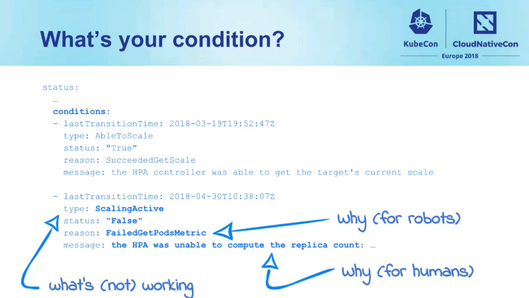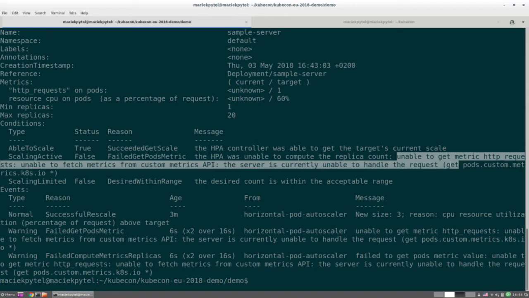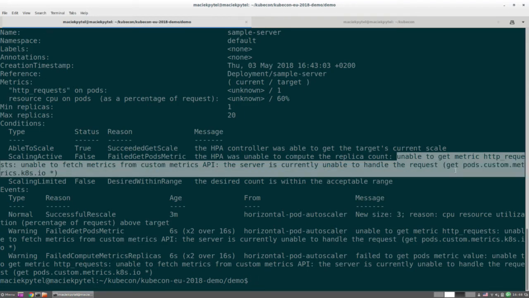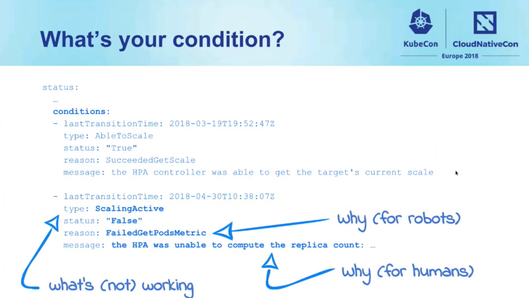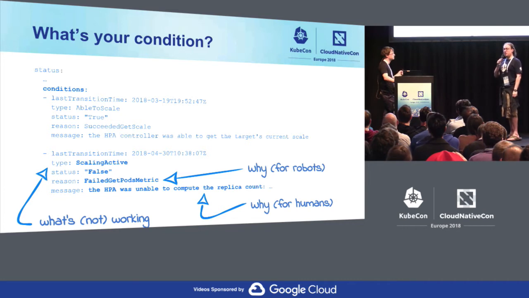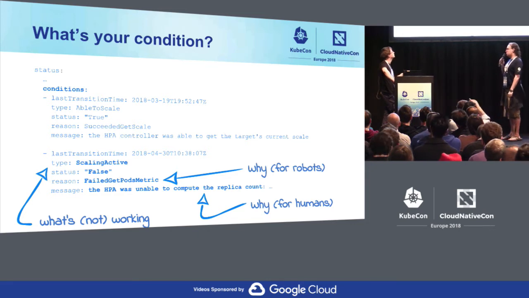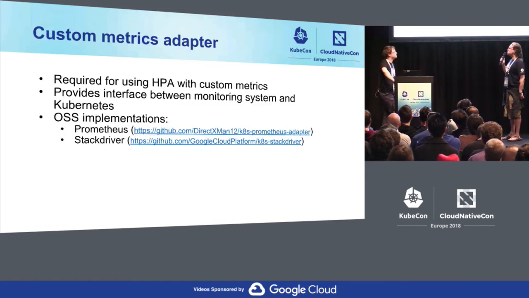And if we look at the message, we'll see the API server is currently unable to handle the request to get pods.custommetrics.k8s.io. So that means we are missing something to serve our custom metrics API. For CPU and memory, we can get them from something called the resource metrics API that's served by metrics server. And that's installed by default, so you get it out of the box. But for custom metrics, we actually need something else.